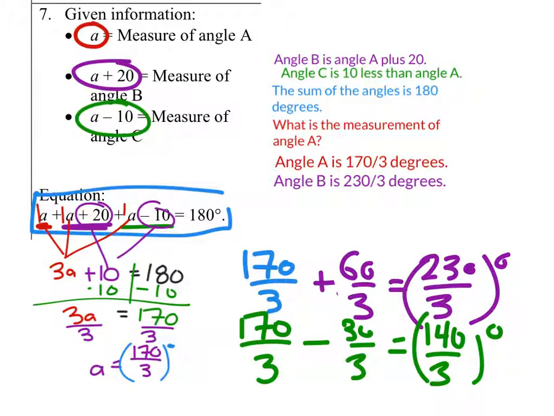Angle C is 140 thirds degrees. Bam. Well, that was a lot of writing. Maybe you guys can do that faster on your own, but that's the explanation of it all.